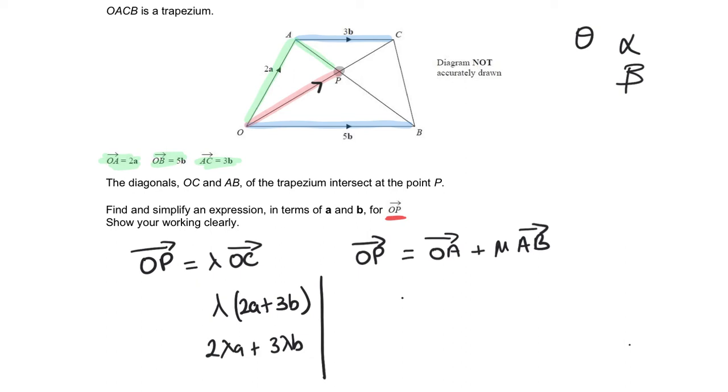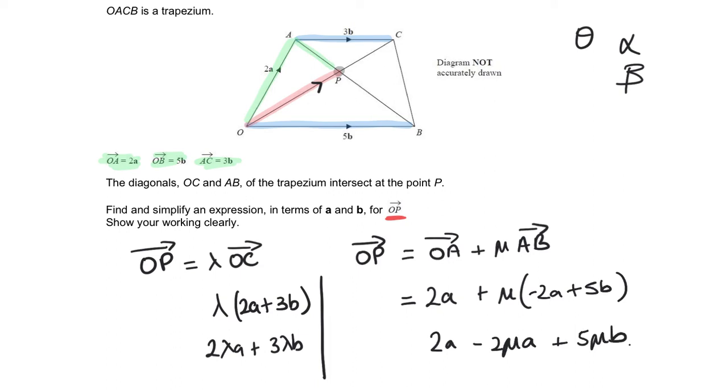Okay. Right, so guys, what is OA? 2A plus mu lots of AB. What is A to B? Minus 2A plus 5B. Minus 2A plus 5B. Okay, so then this is 2A minus 2 mu of A plus 5 mu of B. Yes?